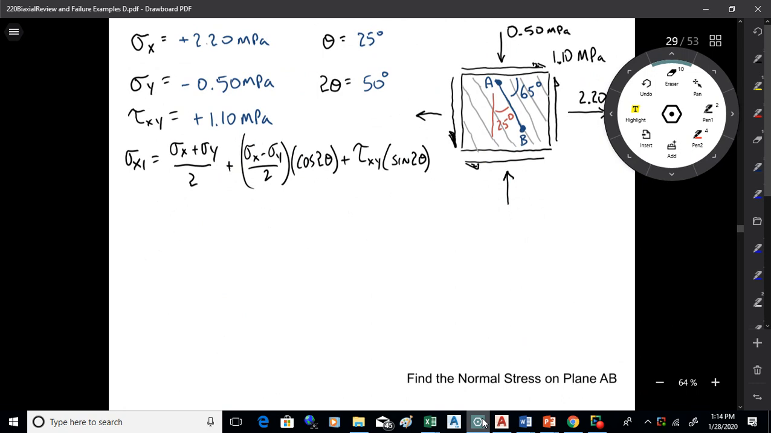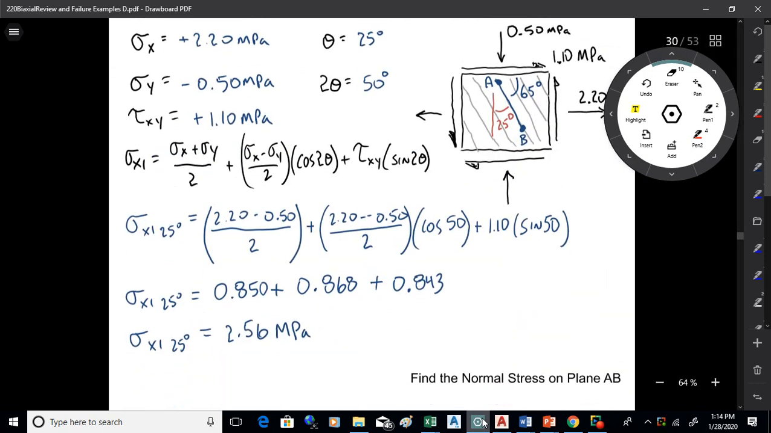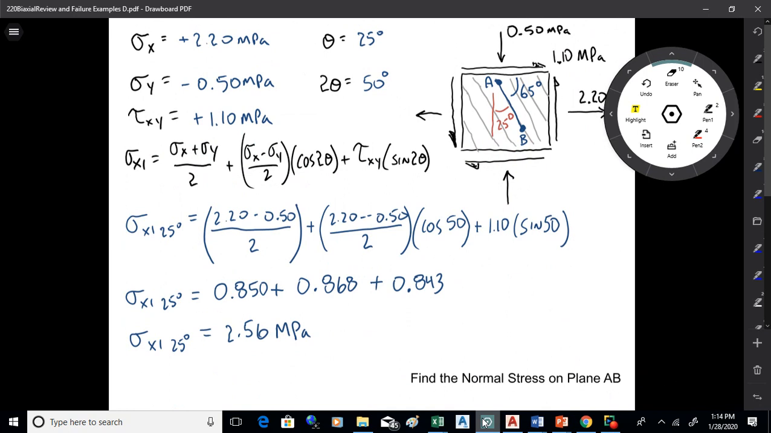So there's the first formula, the normal stress formula. And you just plug in the 2.2 for sigma x, the negative 0.5 for sigma y, and the 1.1 for tau xy, and the angle of 25 degrees. Twice the angle is 50. You want to double the angle so that that's what goes into the formula. And this is formula 25 here, and you get 2.56 positive. Okay.